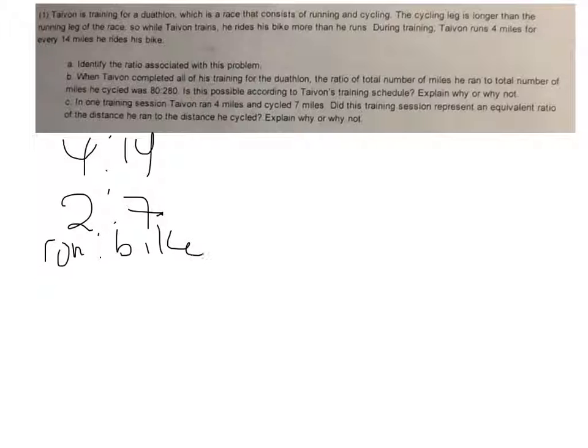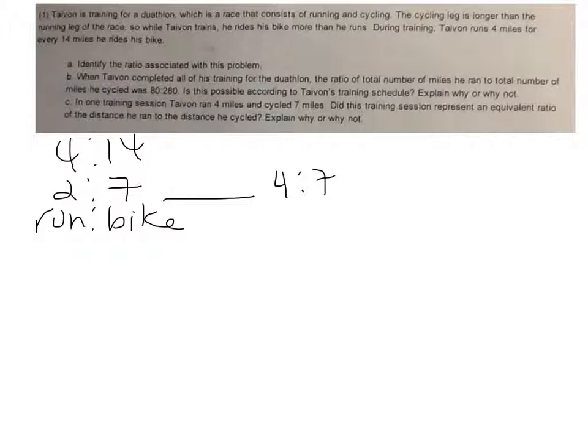So remember, we're still using that first ratio that we talked about, which was 4 to 14. And we said that that was equivalent to the ratio 2 to 7. And remember, that was run to bike. So now the question is, is this going to be equivalent to the ratio 4 to 7?